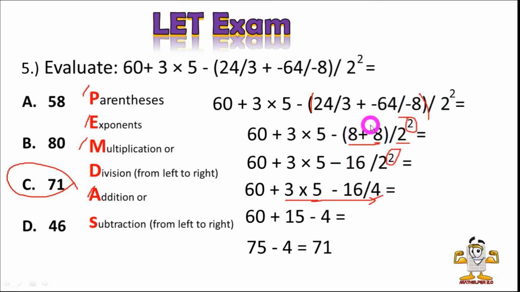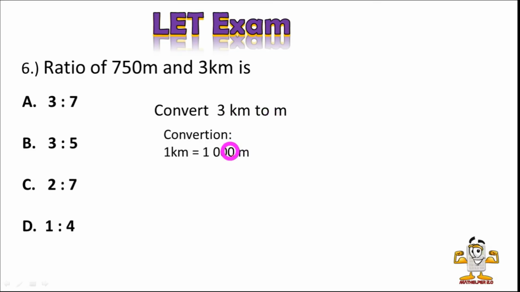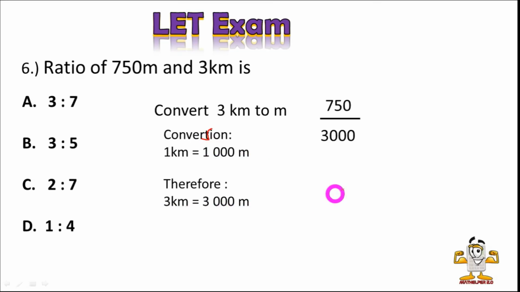Number 6, ratio of 70 meters and 3 kilometers. So convert first 3 kilometers to meters. So conversion is, in every 1 kilometer there are 1,000 meters. So 3 kilometers is 3,000 meters.